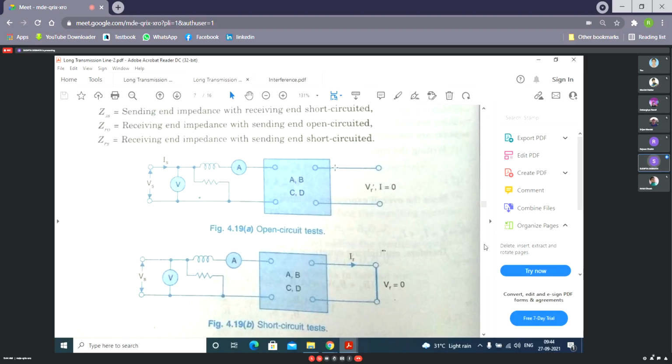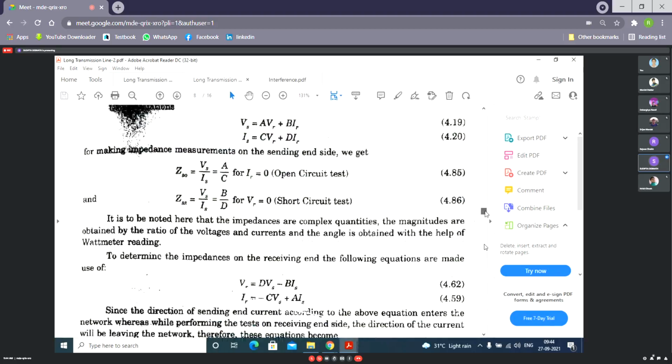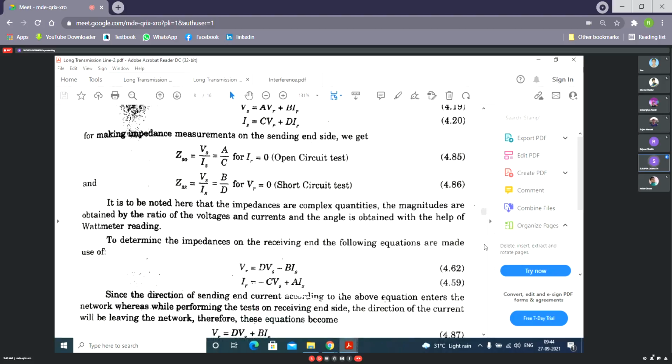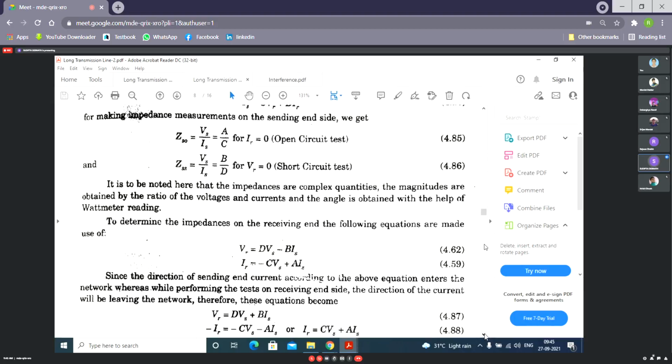We'll consider IR to be entering, IS to be leaving. So with IR and IS, the signs of the currents will change. If you have plus IS, you have to write minus IS. Though you are getting this equation, the direction of the sending end current according to the above equation enters the network, whereas while performing the test on the receiving end side, the direction of the current will be leaving the network. So you have to change the direction of the currents, because while writing the equations for the generalized constants, we have considered IS to be entering, IR to be leaving. Here just the opposite, IS will be leaving, IR will be entering.